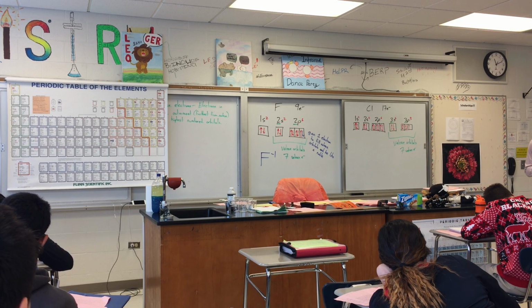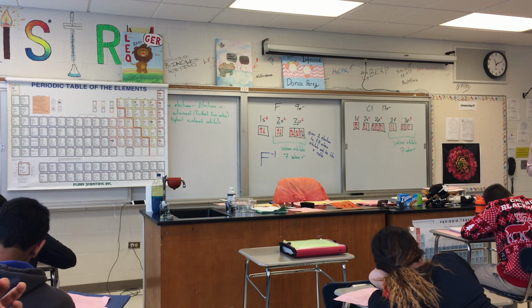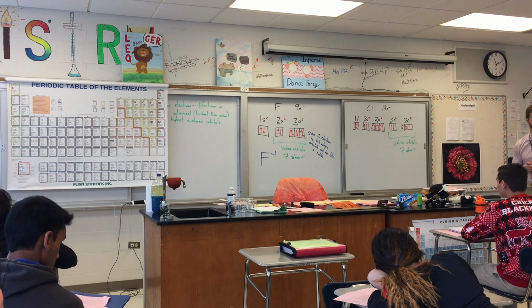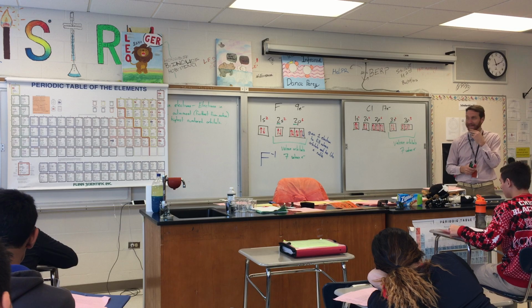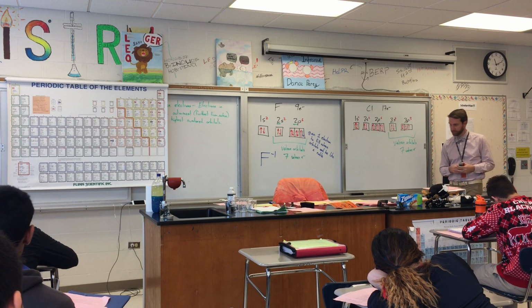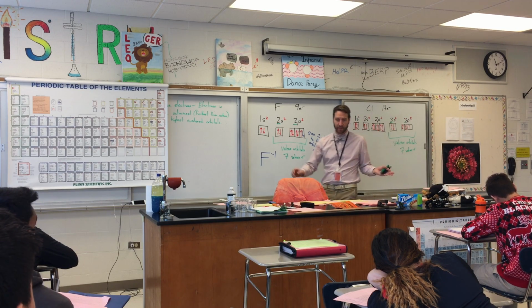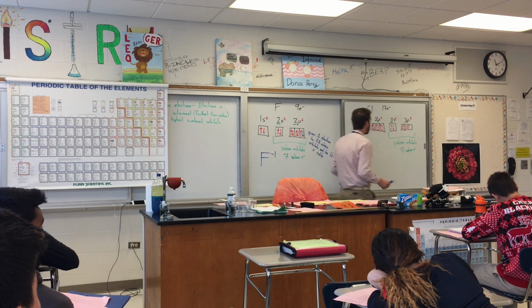Now, chlorine wants to be like a noble gas. Who's the closest noble gas to chlorine? Ar. Argon. How can chlorine be like argon? 18 minus 17. You can do what? Add 1 electron. Add 1 electron.